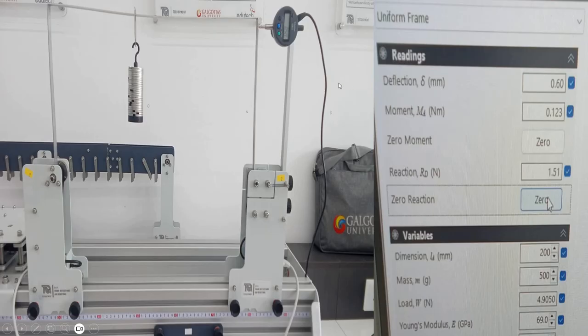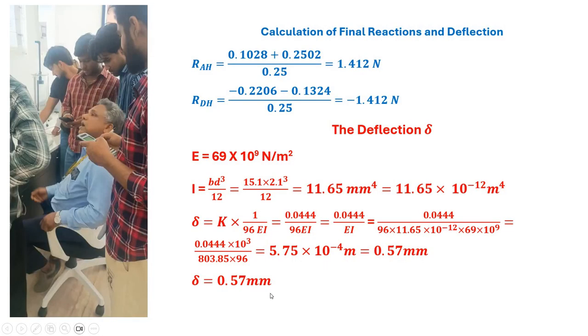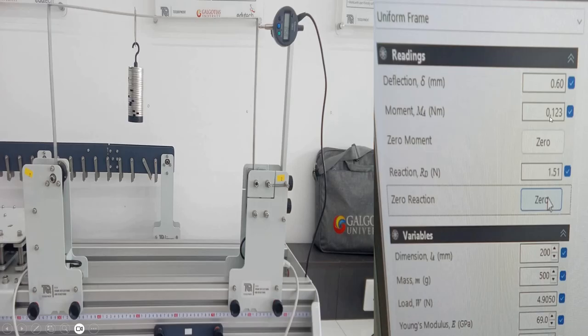And here you can see the calculations for a load of about 500 grams, that is approximately 4.905 newtons. Here you can see that the deflection is 0.6 millimeter, which matches the 0.57 millimeter. Also the moment is 0.123 Newton meter and the reaction is 1.51 newtons. So these are accurately estimated by the students. The Young's modulus of elasticity for the aluminum frame is 69 GPa.